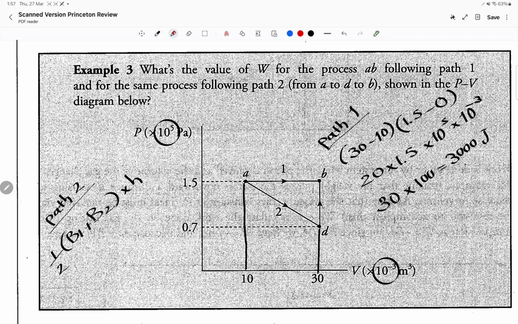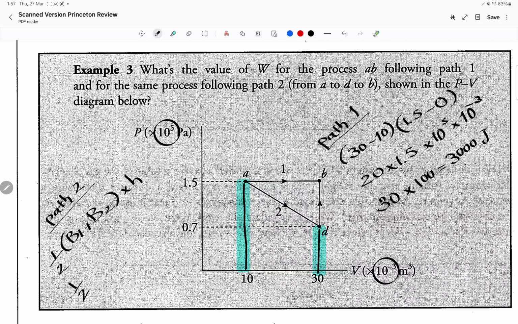Now, some people are going to have a hard time telling what the bases are. The bases must always be parallel to each other. That's going to be base 1. That's going to be base 2 because they're parallel to each other. And the height is what connects them, which is that segment here from 30 to 10 or 10 to 30.